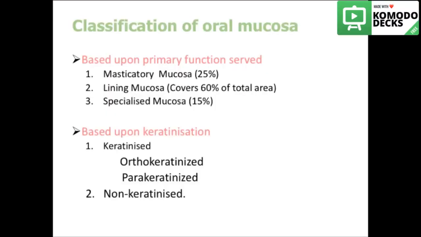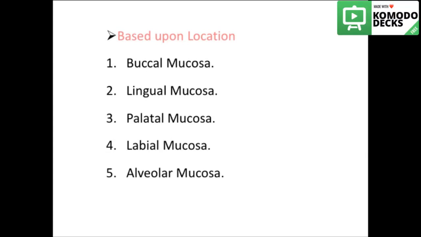The oral mucosa can be classified upon the primary function served as masticatory, lining, or specialized mucosa, or upon keratinization level, either keratinized, ortho or para-keratinized, or non-keratinized, or classified upon the location to buccal mucosa, lingual, palatal, labial, or alveolar.